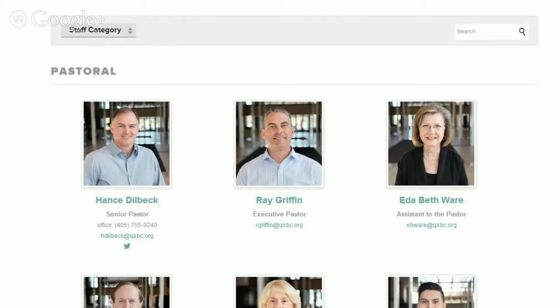So you can filter the categories for the staff and find the pastoral staff, ministry leaders, and you can also search. So if you think, hey, Ryan is in charge of some ministry, I really need to connect with him, you type in Ryan's name and you'll get a list of just staff people with the name Ryan, and it'll help you figure out who you want to connect with.